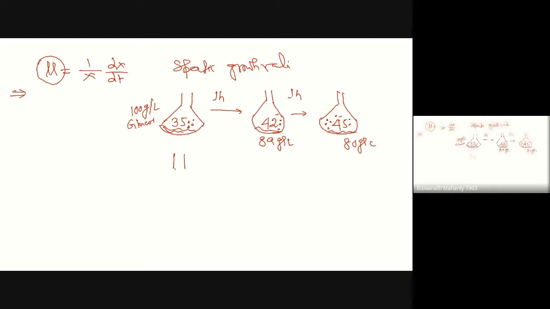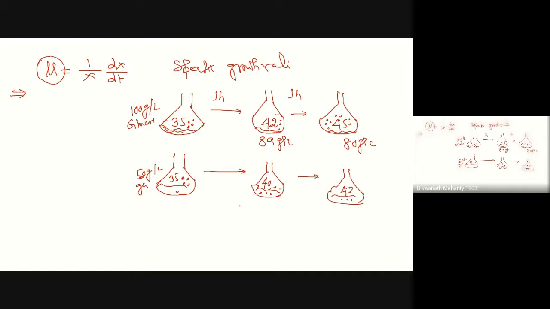Same procedure I am also doing, but this time my glucose concentration is, for example, 50 gram per liter. I took a little bit less concentration, but I'm taking the same 35 microorganism. Starting microorganism amount is same. Do you think it will be 42 here? No, maybe something different. For example, this time I'm getting only 40 cells, because my amount of food is a little low here, right? Here also after another 1 hour, maybe I'll get just 42. I'm just taking an example only, okay? And 35 becomes 40, then becomes 42. This is food. Okay, this is glucose.